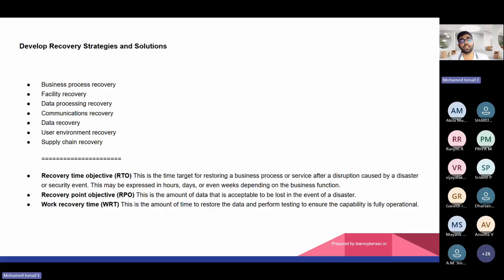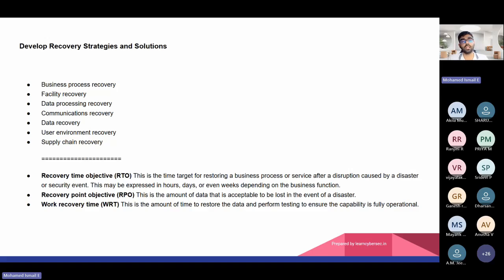So then data recovery, we need to recover the backup data. If there is an outage in the middle of the day, a flood happened, that particular day's data might have been lost. Then we need to recover the data from the backup, if available. Then user environment, we need to recover all the environment. Supply chain recovery: the vendor or supplier, or how the farmers are giving the milk to the factory. These are the supply chain to be followed.